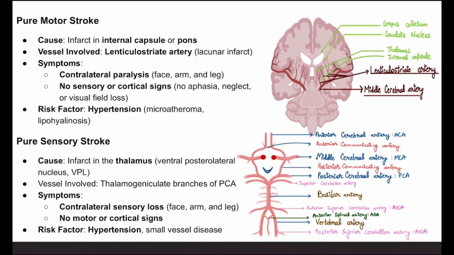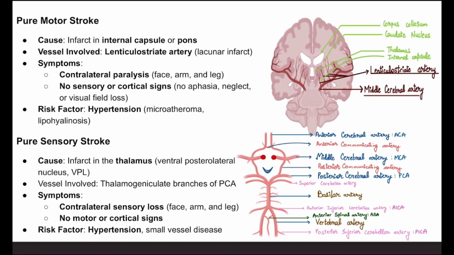So whenever these lenticulostriate arteries are affected in a lacunar stroke, this would be a pure motor stroke because you have motor tracts crossing through the internal capsule. And the symptoms will be contralateral paralysis of the face, arm and leg. But there would not be any sensory or cortical signs like aphasia or neglect or visual field loss.